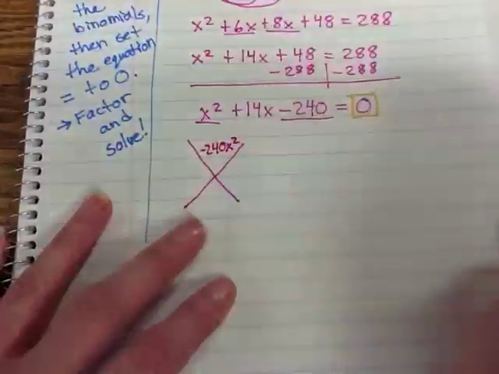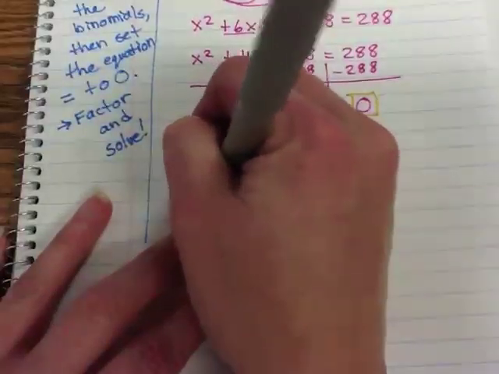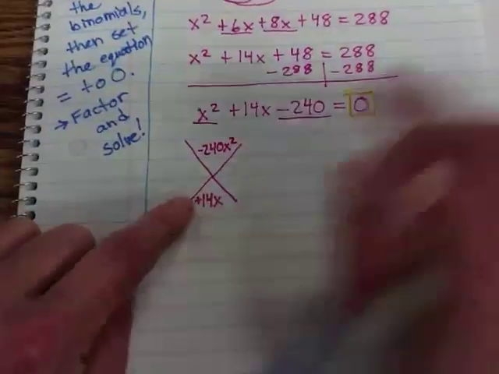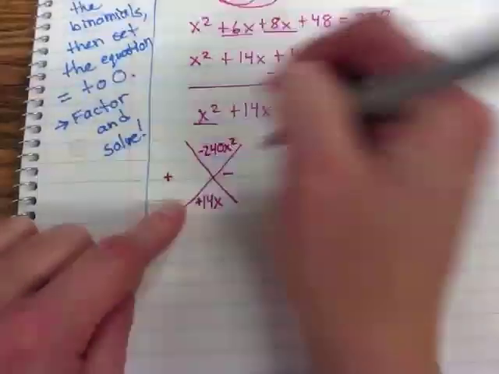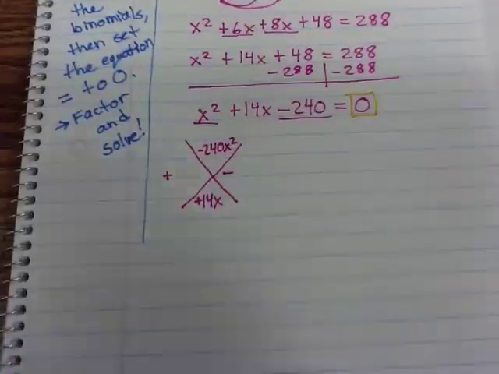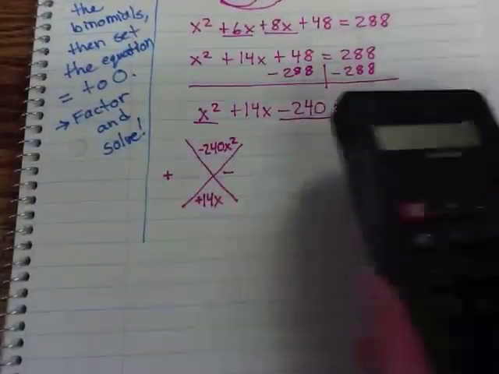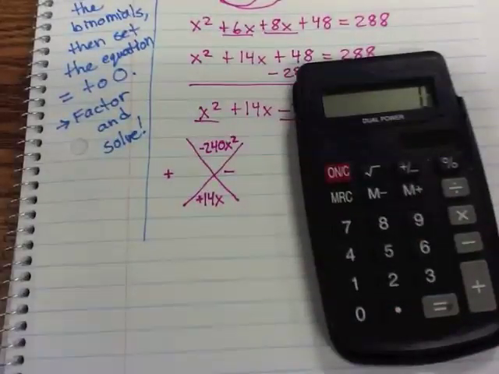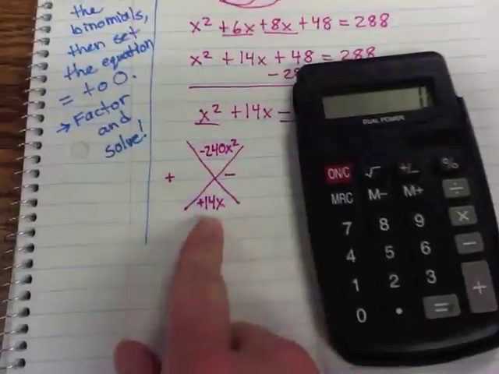What goes at the bottom? Positive 14x. Because we have a negative here, we know we're looking for a difference, right? So one positive, one negative. Think about numbers that have a difference of 14 that might multiply to be around 240. 12 and 20, you mean? Nope, that's not the difference of that, though.